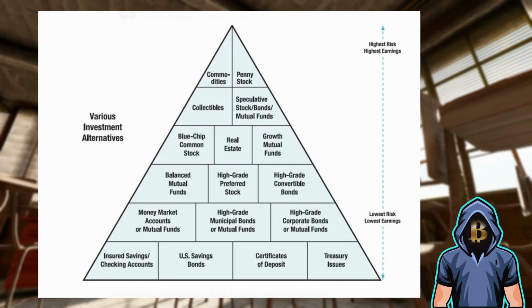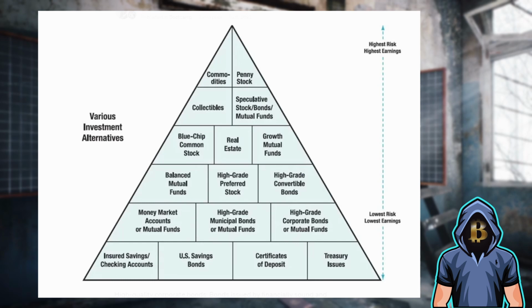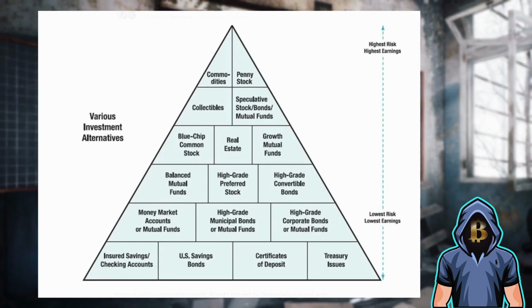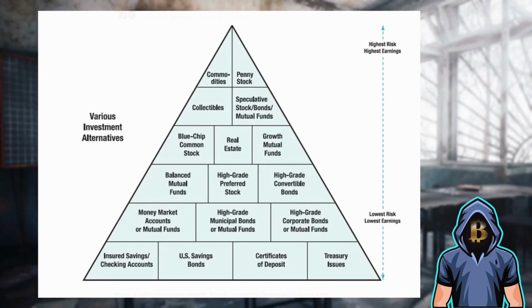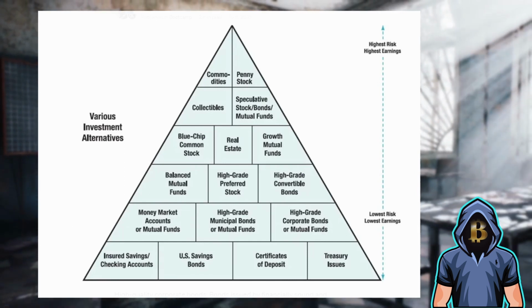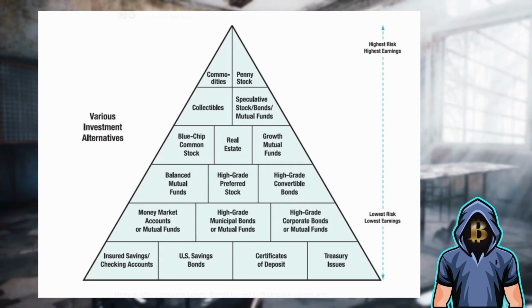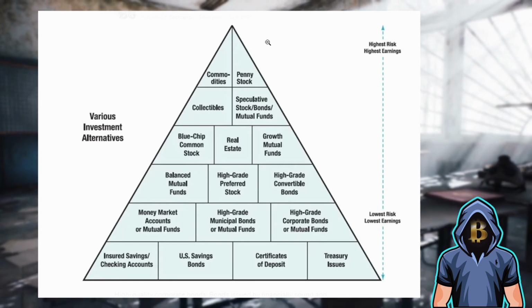Now, as you can see here, and you can find these risk pyramids all over the place. This is a pretty detailed one. There's some more that's pretty generic. But as you slowly start to go up the pyramid, you start to see other types of places to put your money, which will include higher and higher areas of risk.